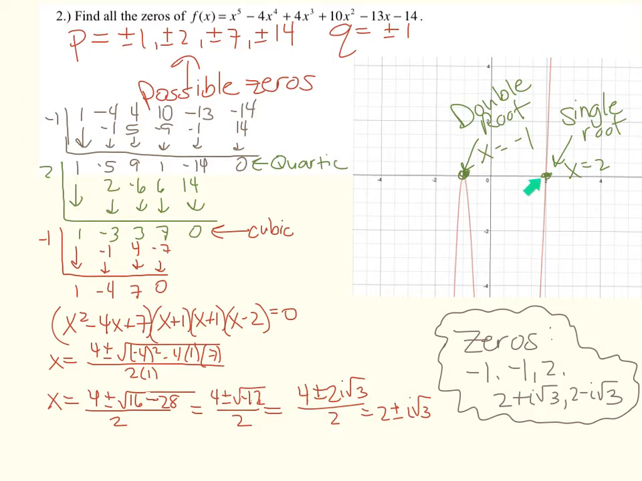2 was another x-intercept or root. It's a single root though, because we see it travel straight through the x-axis. Y-values change from negative to positive. So 2 should only work once.